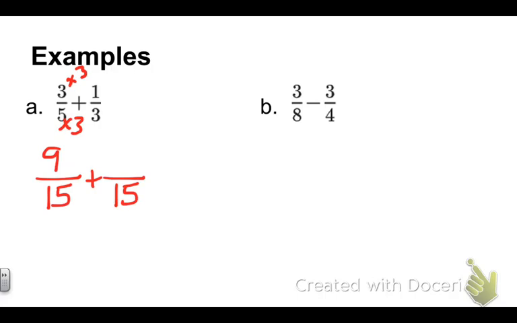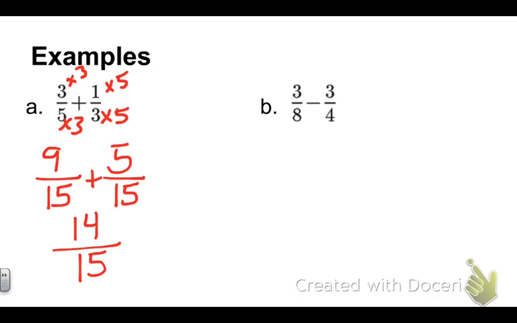So I've got 9/15 plus 3 times 5 is 15, so whatever you do to the denominator, do to the numerator. 1 times 5 is 5. Again, equivalent fractions. These are not 3 times larger and 5 times larger. It's just a different amount of parts in the same equal space. So 9 plus 5 is 14 parts out of 15, and you're done.